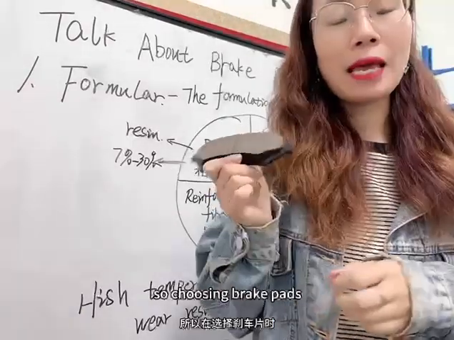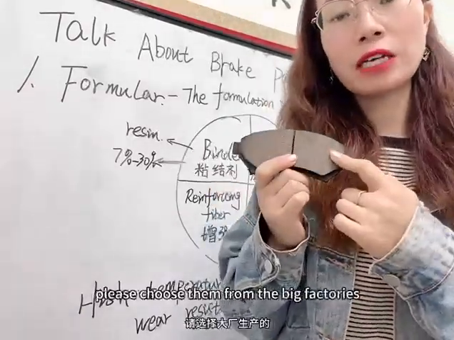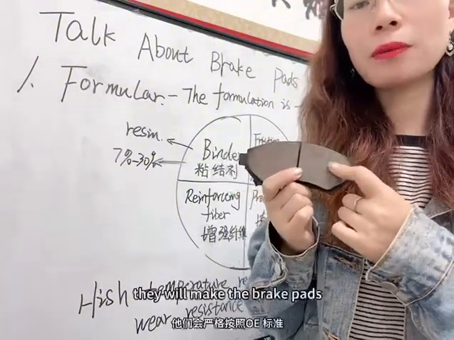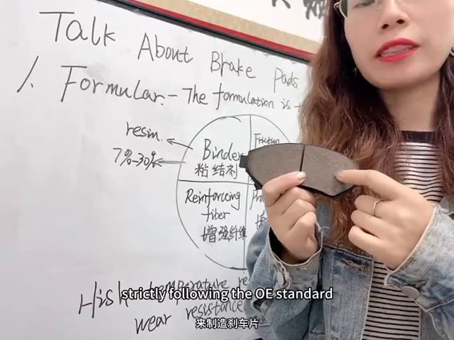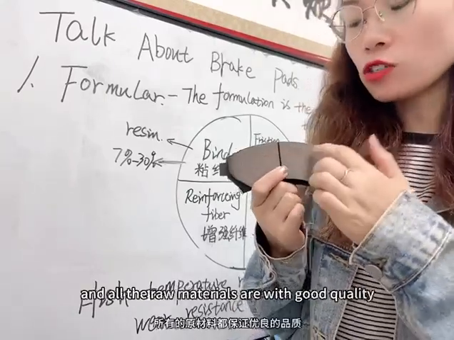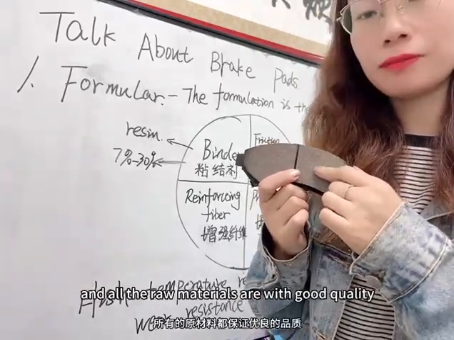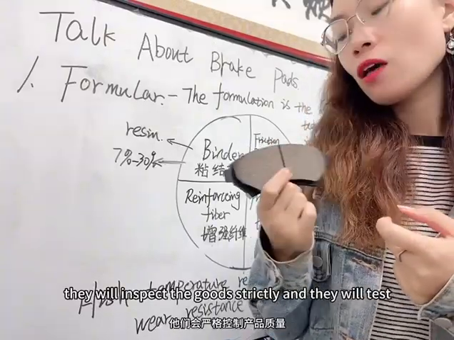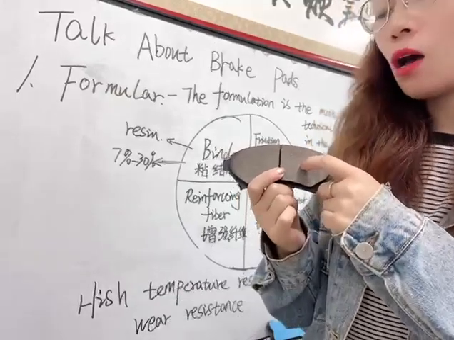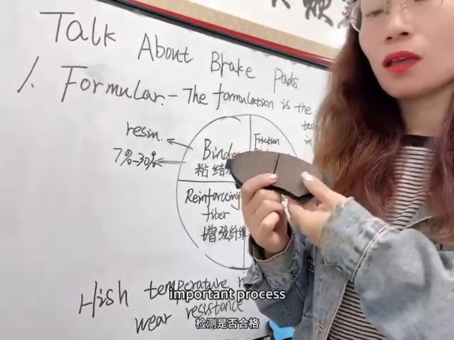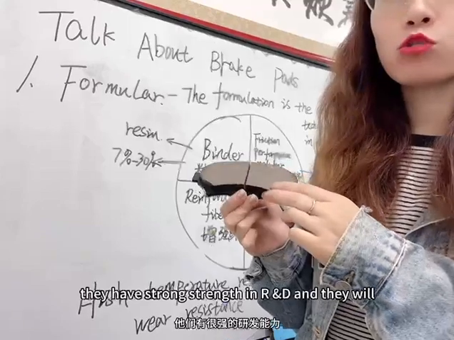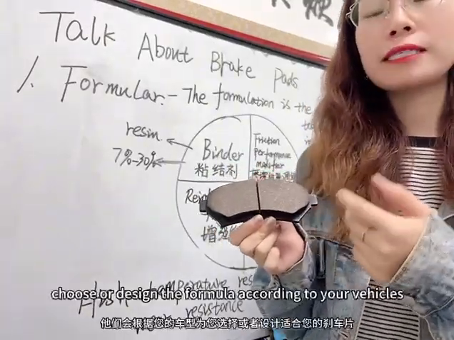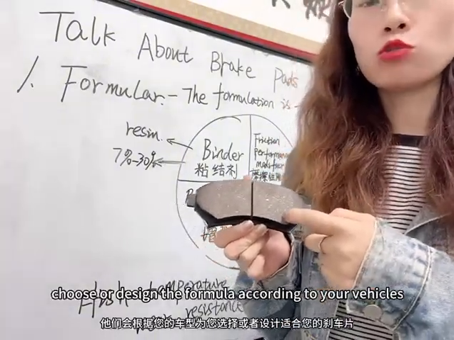So when choosing brake pads, please choose them from the big factories, especially OE factories. They will make the brake pads strictly following the OE standard, and all the raw materials are of good quality. They will inspect the goods strictly, and they will test the brake pads in each important process. They have strong strength in R&D, and they will choose or design the formula according to your vehicles.